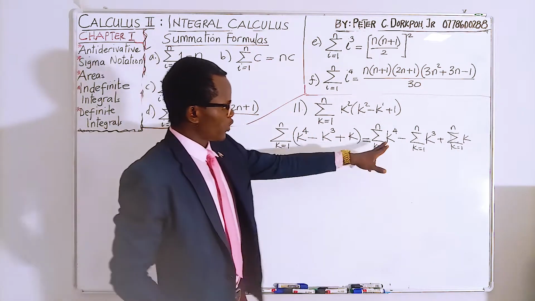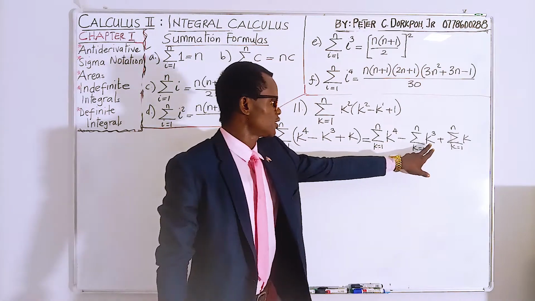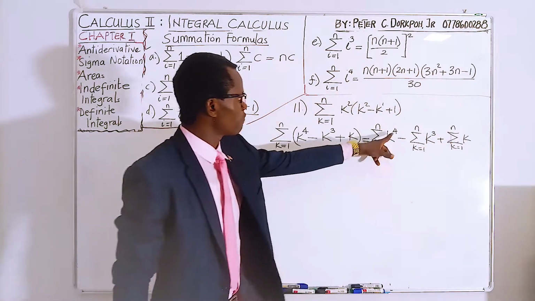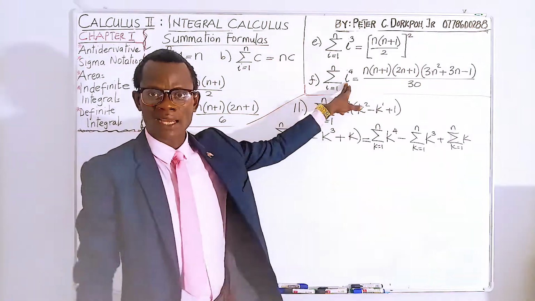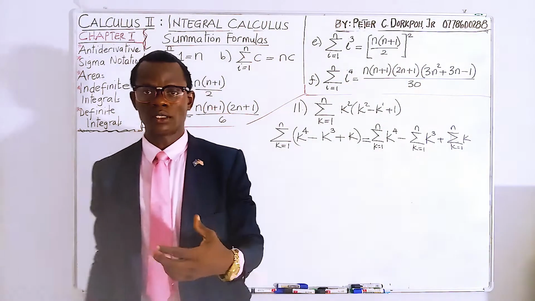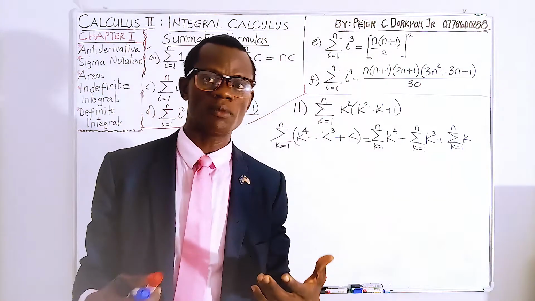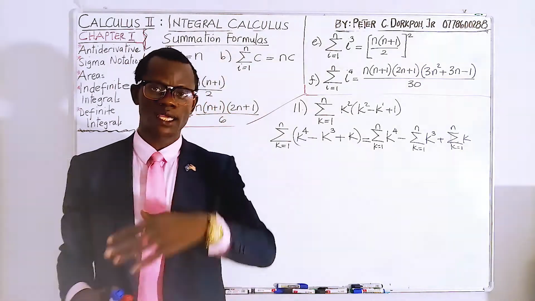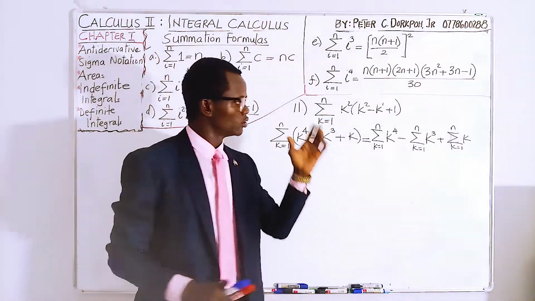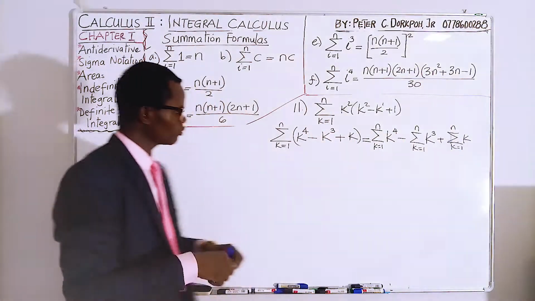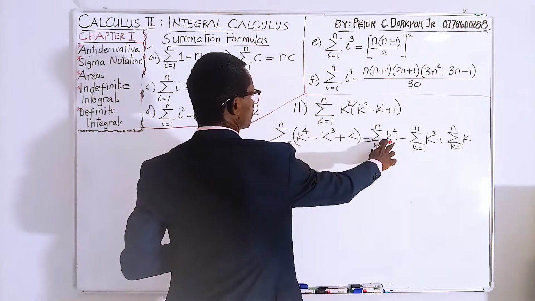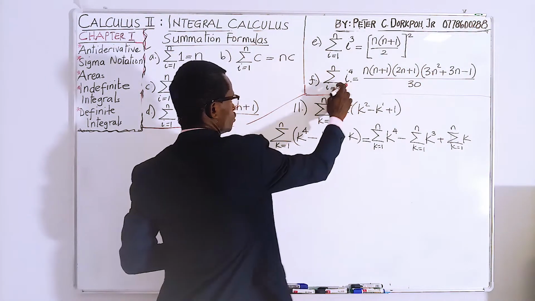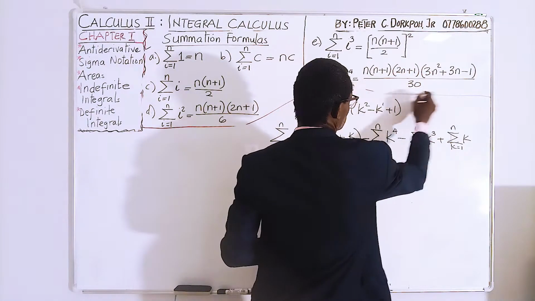So bring in a formula for each of these expressions. K to the 4th power is the same as r to the 4th power, because we told you that the variable is a dummy variable. So in that case, any other variable can represent these variables. So k to the 4th power is the same as saying r to the 4th power. So r to the 4th power just equals this expression.